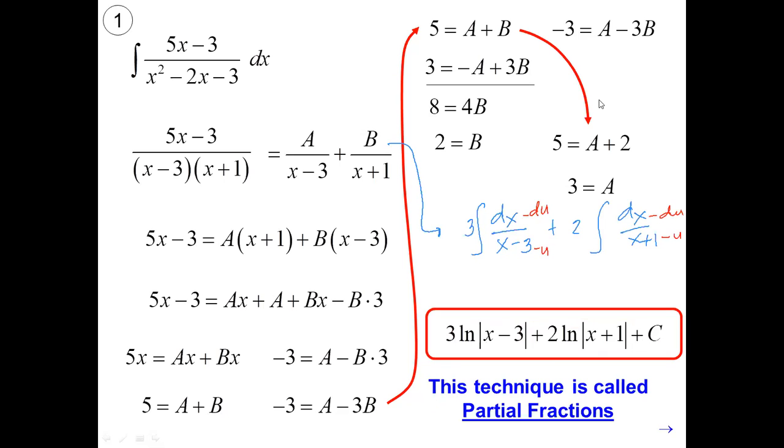This is the answer already. I'm referring to this one. This is the answer already to the original integral. Your original integral has this as the answer. This technique that we just performed is the method of partial fractions. These are the partial fractions equivalent of the original integral.